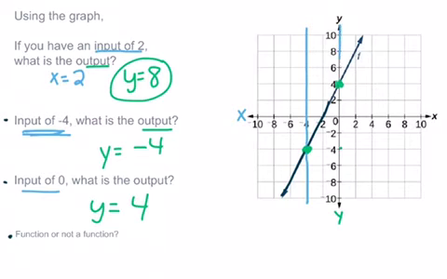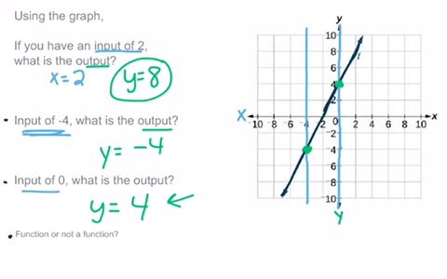For an input of 0, again, I'm going to trace the line to hopefully make it a little easier to see. This would be an input of 0. And again, this dark line only crosses it at one point. So the input of 0 only has one output, which is 4, right here at this green spot.